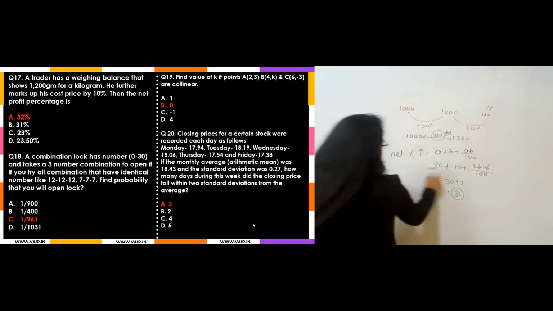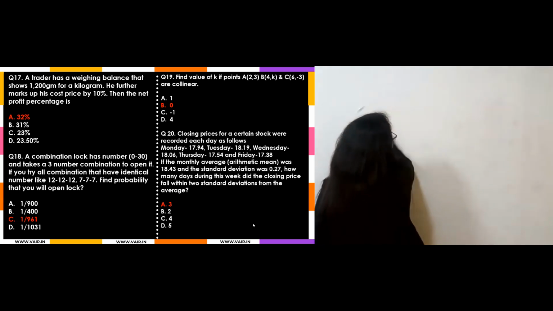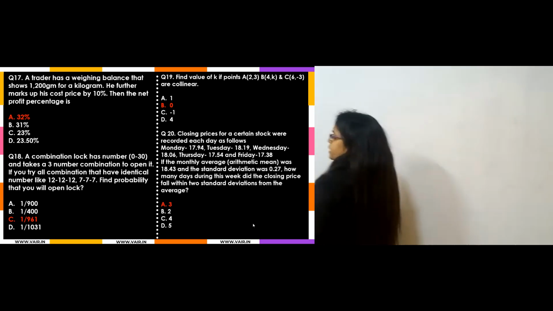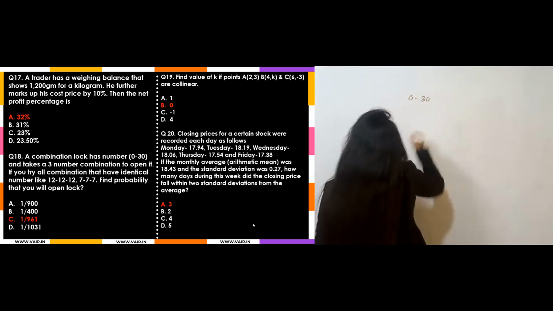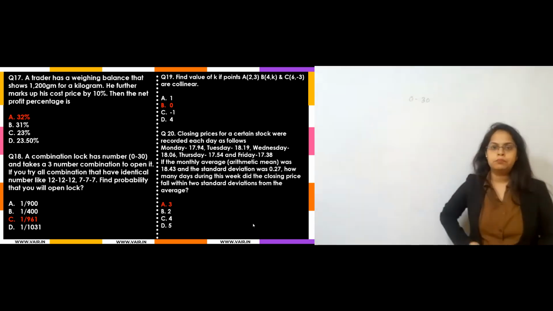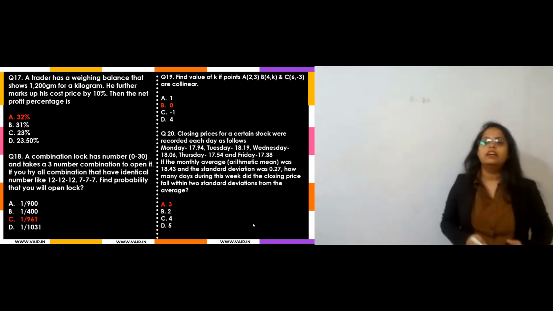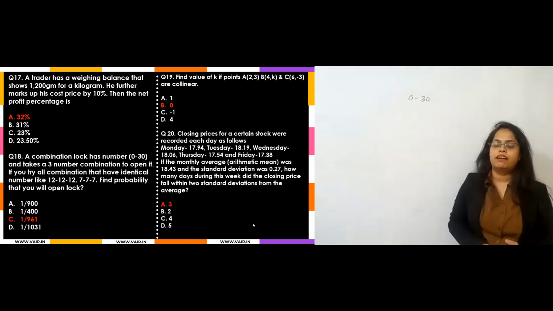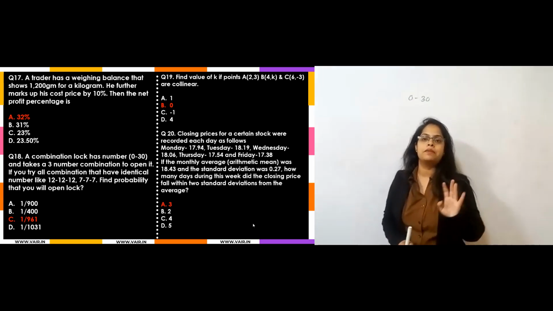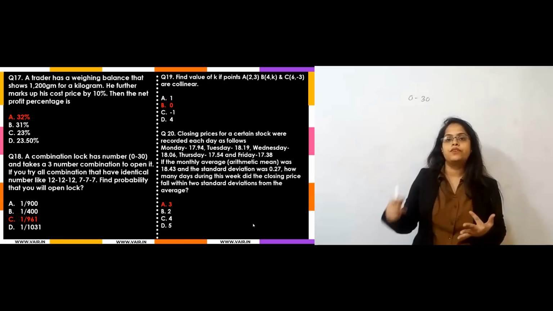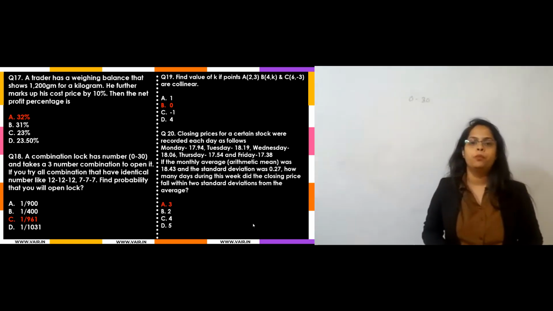Now let's go for the next one. Question number 18. This was really easy. A combination lock has numbers 0 to 30 and takes a 3-number combination to open it. If you try all combinations that have identical numbers like 12, 12, 12 or 7, 7, 7, that means it will open only for the same numbers, like 15, 15, 15, 7, 7, 7, 0, 0, 0. So they are asking you to find the probability you will open the lock.